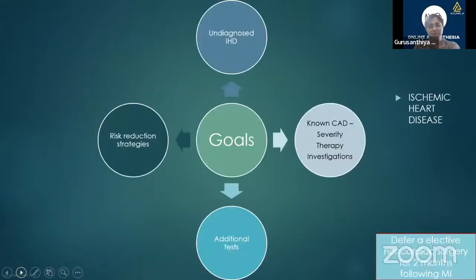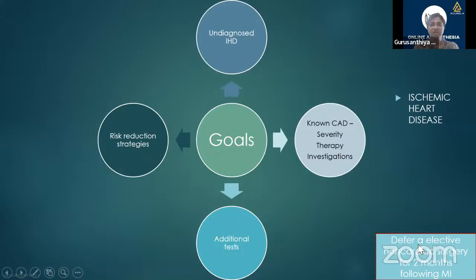In case of an ischemic heart disease, our perioperative goal is to find out if there is any undiagnosed ischemic heart disease which the patient might have. If the patient is a known coronary artery disease patient, what is the severity? What is the functional limitation which the patient presents to us? What is the therapy the patient is getting? And what are all the preoperative investigations you would order? Do you need any additional testing to find out if the patient can improve in the perioperative period? And how do you reduce the risk?